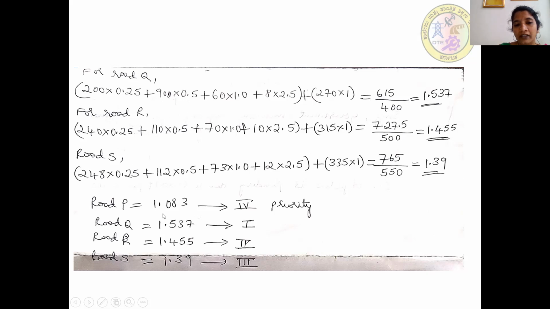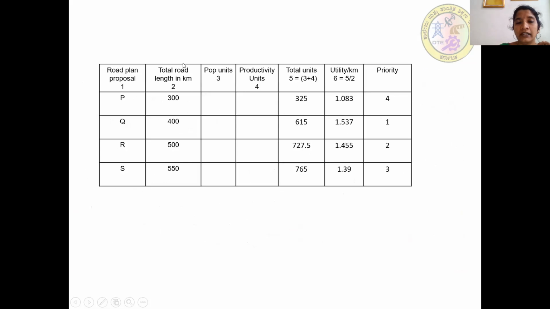Now, these are the utility units for the different roads. Depending upon this, you can say which is the highest priority. You can classify: this 1.537 will be priority 1, that is road Q. Then priority 2 will be road R, priority 3 will be road S, and priority 4 will be road P. This calculation you can do by multiplying like this, or you can also do it in tabular form. In the tabular form also you can calculate and you will get the priorities.